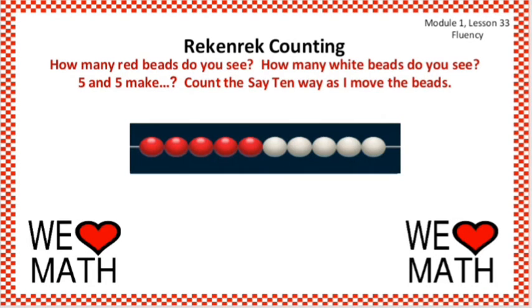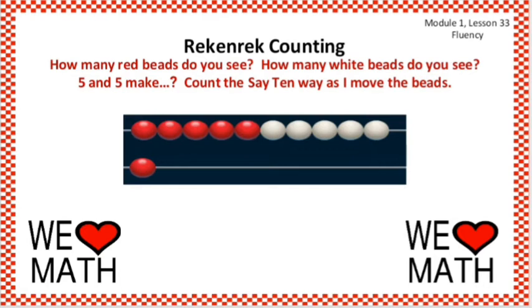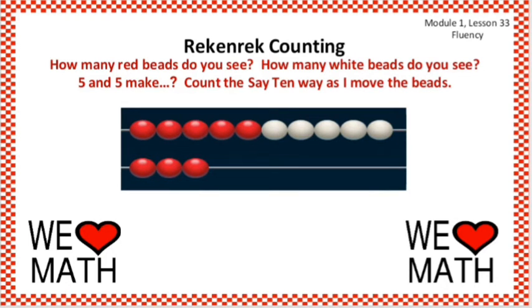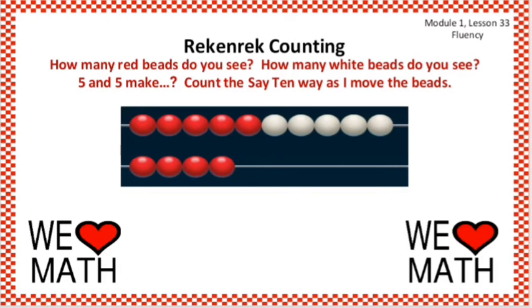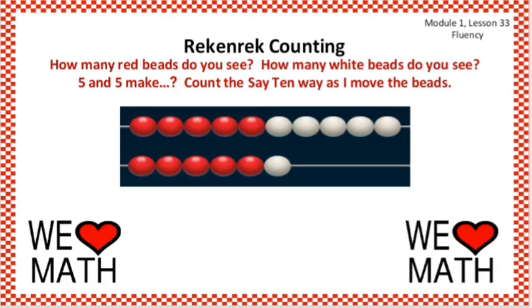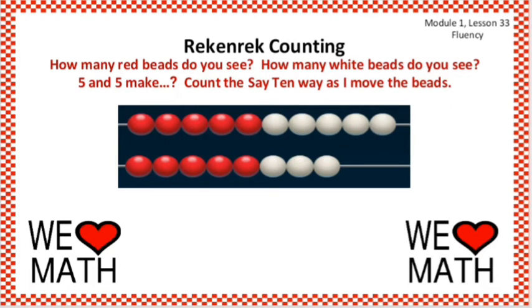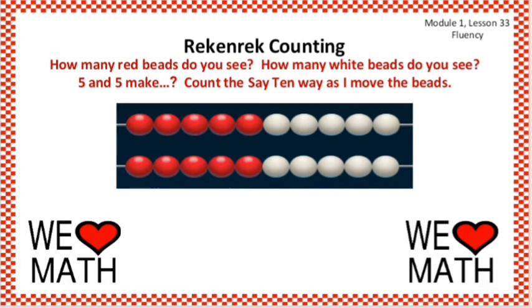So 10, 1 simply means what? 11. Don't forget. 10, 2 simply means what? 12. 10, 3 means what? 13. 10, 4, 14. 10, 5, 15. What about 10, 6? 16. 10, 7, 17. 10, 8, 18. 10, 9, 19. And finally, 2 tens. Good. 20. Now let's count backwards.